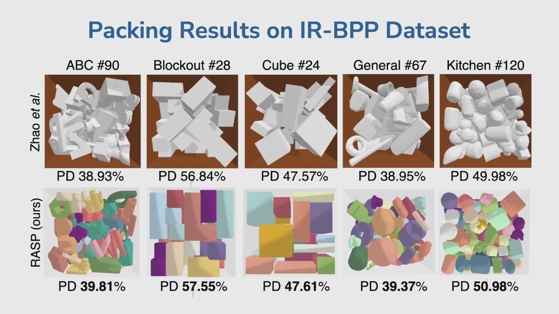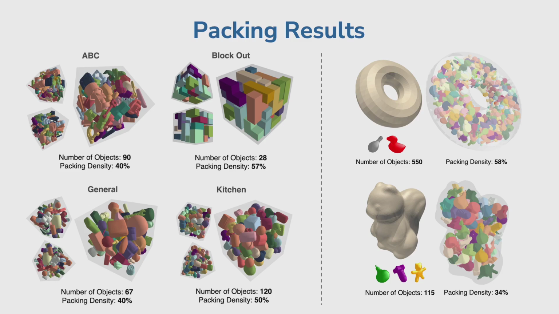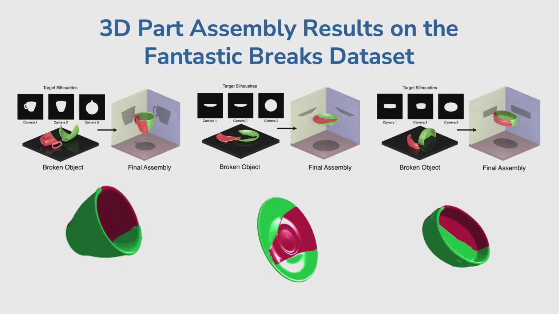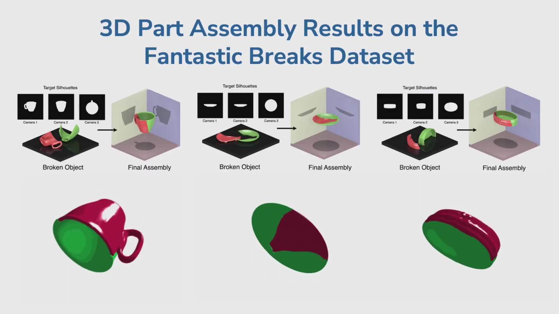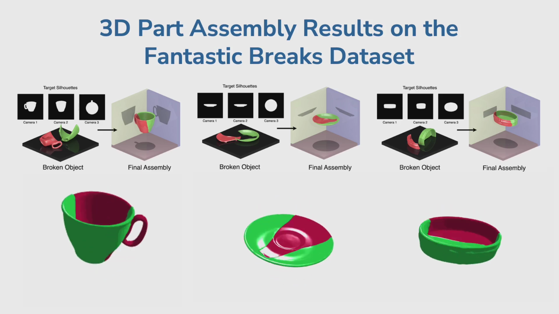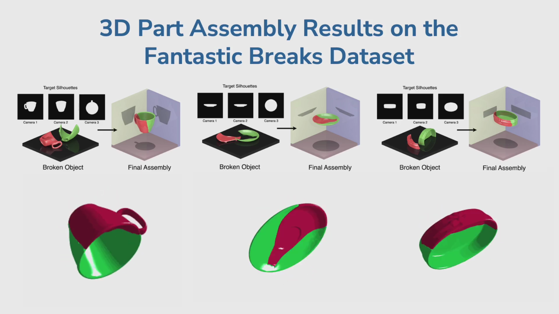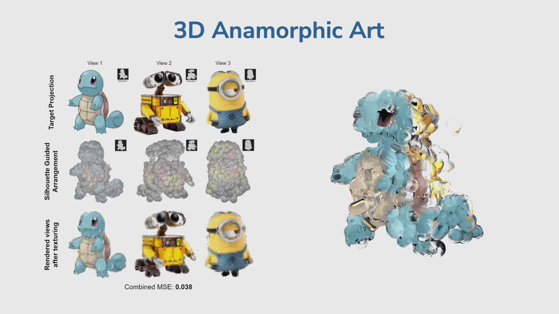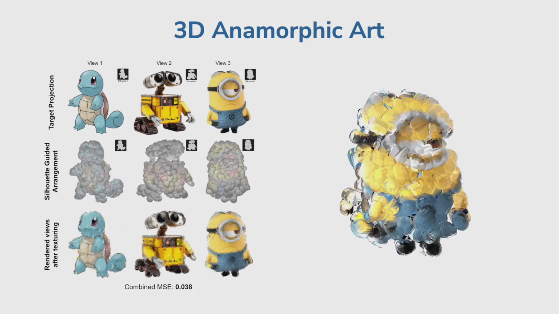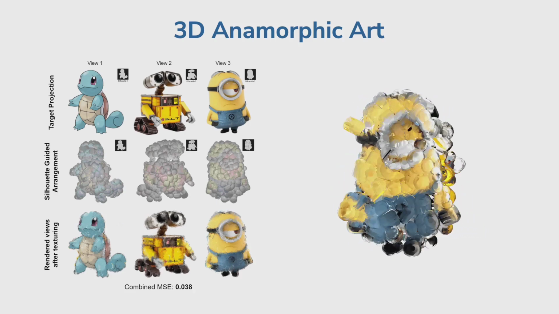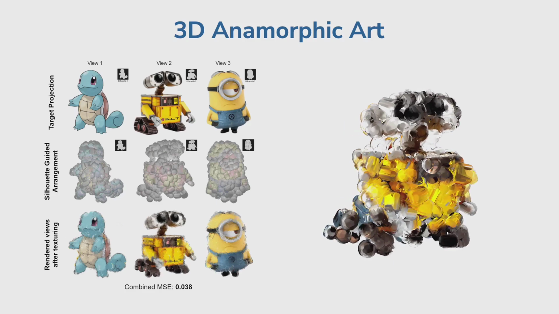Coming to the results, we compare RASP with Zhao et al. against 3D packing problem on the IRBPP dataset. Here are a few more results on object packing. Here's another set of results on 3D part assembly on the Fantastic Breaks dataset achieved through RASP. Finally, we present artistic illustrations of multi-view anamorphic art achieving meaningful expressions from multiple viewpoints within a single ensemble.